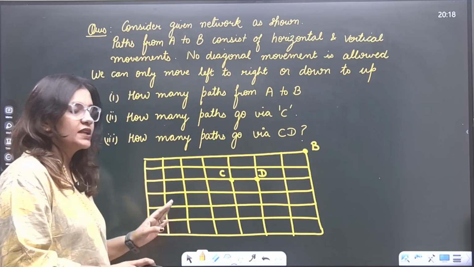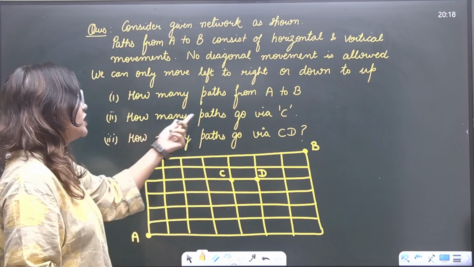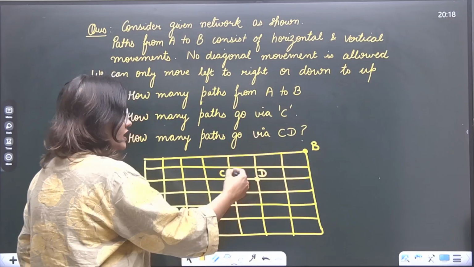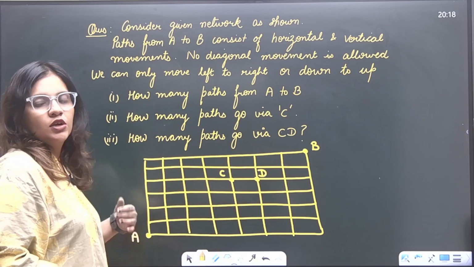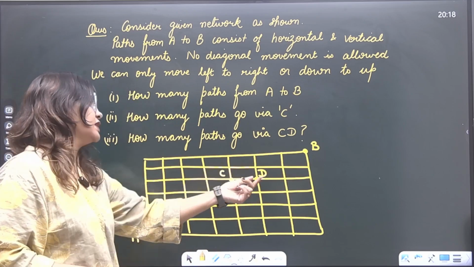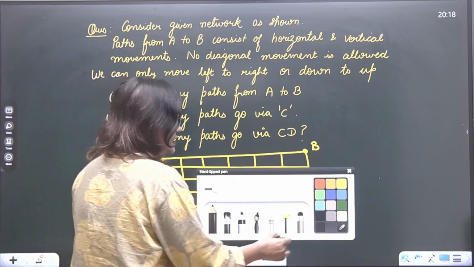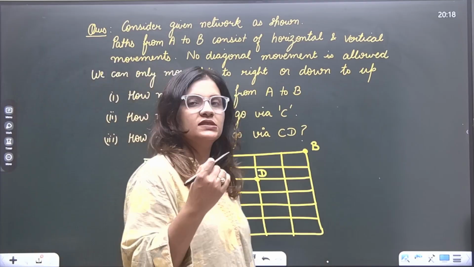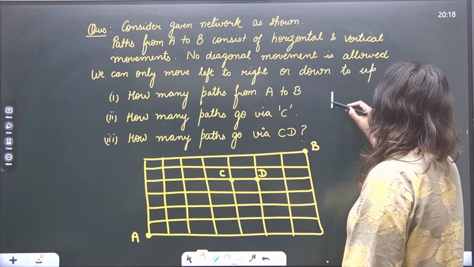Total number of paths which are possible from A to B moving this way, and how many paths go via C, okay, which means you have to reach from A to B via C, and how many paths will follow from A to B passing through CD, right? So in these types of questions, how we have to use binary sequence, this is what we need to discuss, and this is how you can do it.